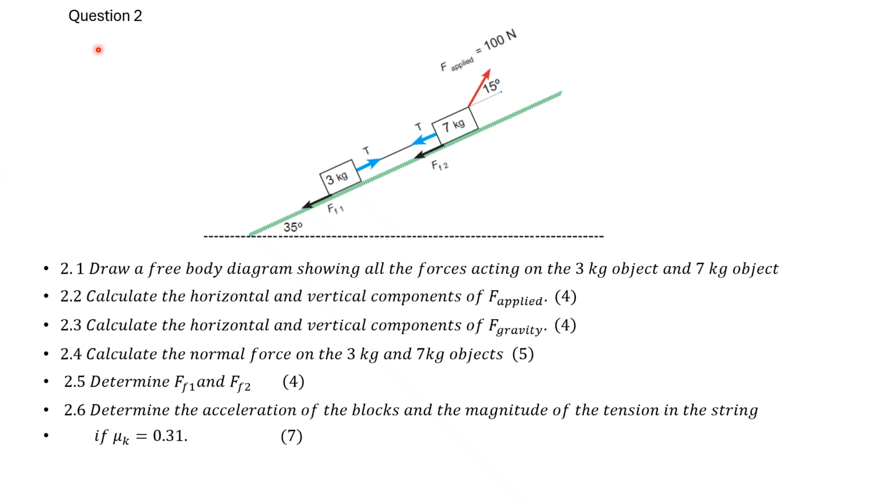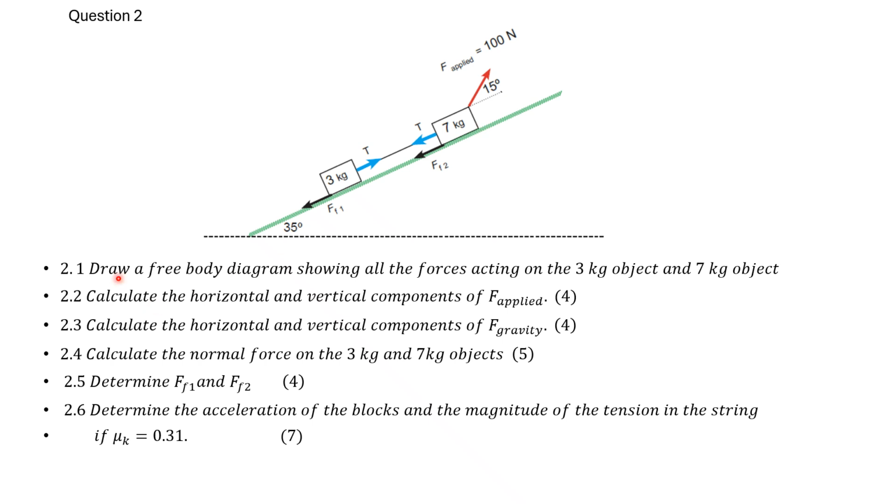Right, so we have question 2 there, as you can see. We have a 7 kg object attached to a 3 kg object. There is friction 1 and friction 2. They're pulled up with an applied force of 100 newtons at an angle of 15 degrees. Take note, the incline angle there is 35 and the applied force angle is 15.